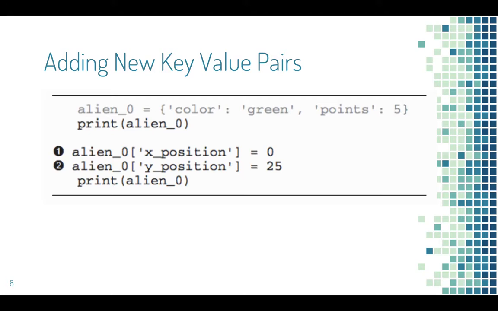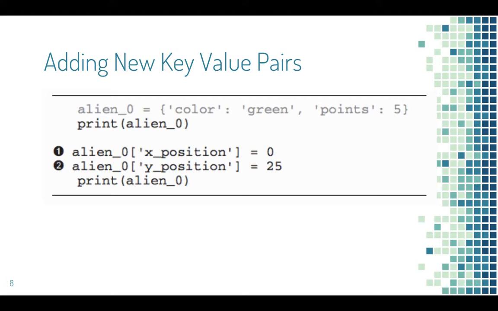Dictionaries are dynamic structures, and you can add new key value pairs to a dictionary at any time. For example, to add a new key value pair, you would give the name of the dictionary followed by the new key in square brackets along with the new value. Let's add 2 new pieces of information to the Alien 0 dictionary: the alien's X and Y coordinates, which would help us display the alien at a particular position on the screen. Let's place the alien on the left edge of the screen, 25 pixels down from the top.